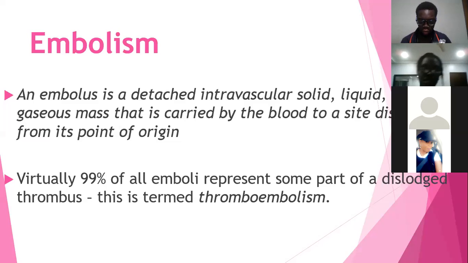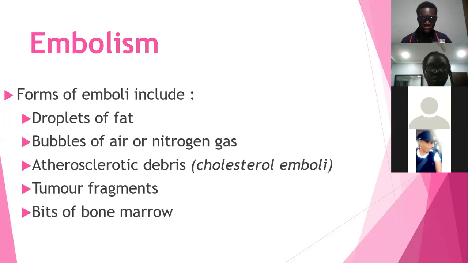Okay. I want us to look at embolization. An embolus is a detached intravascular clot, and it can be a solid, liquid, or gaseous mass that is carried by the blood to a site separate from its point of origin. About 99% of them are from a blood clot which has formed, so thromboembolism. Several examples abound. You can have air embolism from nitrogen gas, for example, or fat embolism, or atherosclerotic embolism, that's cholesterol emboli.